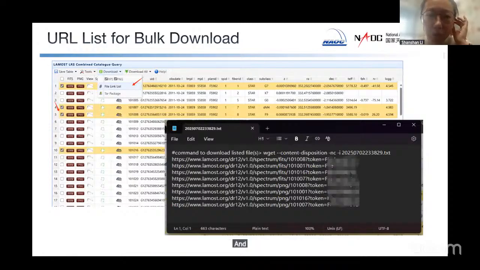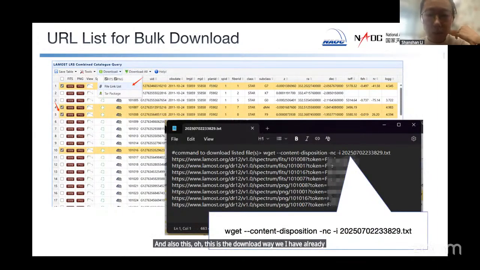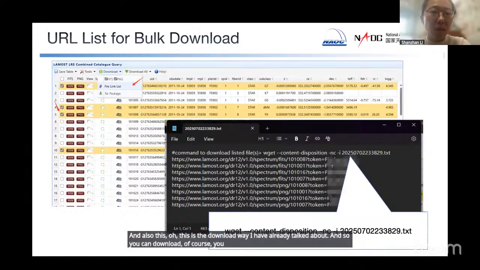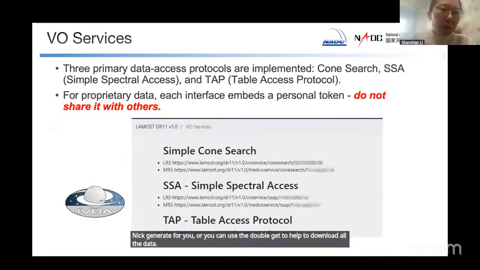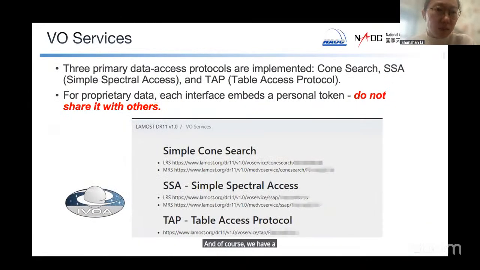And also this is the download way I have already talked about. Of course, you can download from the link generated for you, or you can use wget to download all the data. And of course, we have VO services for LAMOST data.